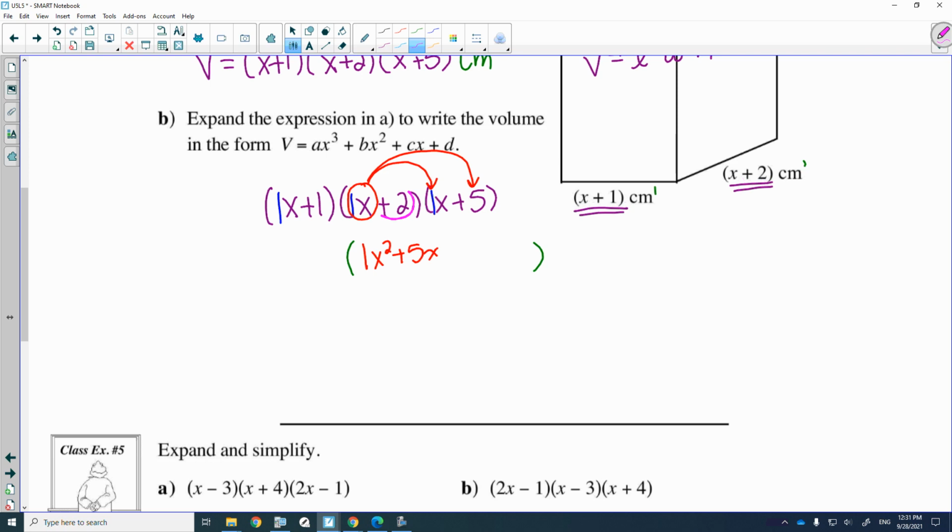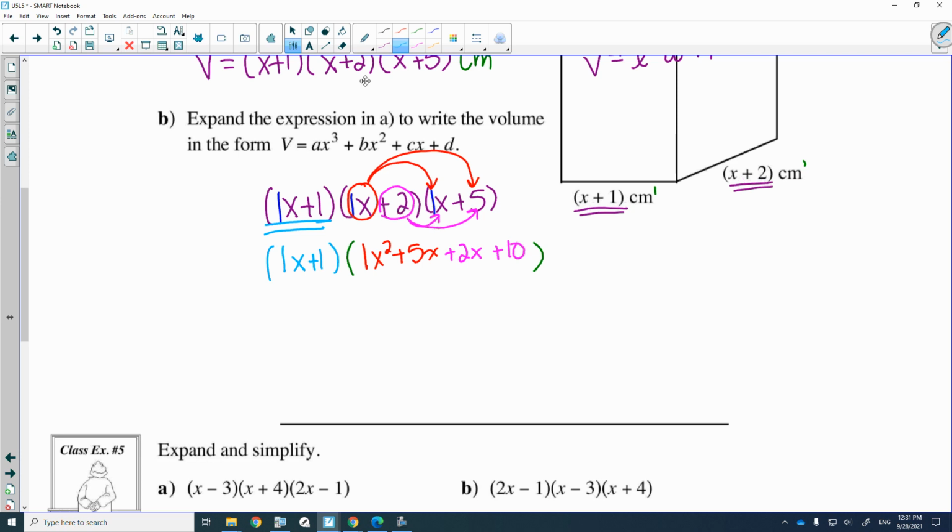Then go to this 2, and let's distribute that in. 2 times 1x is plus 2x. 2 times 5 is plus 10. We need to bring this down, right? Because we haven't multiplied that yet. So bring down your 1x plus 1.